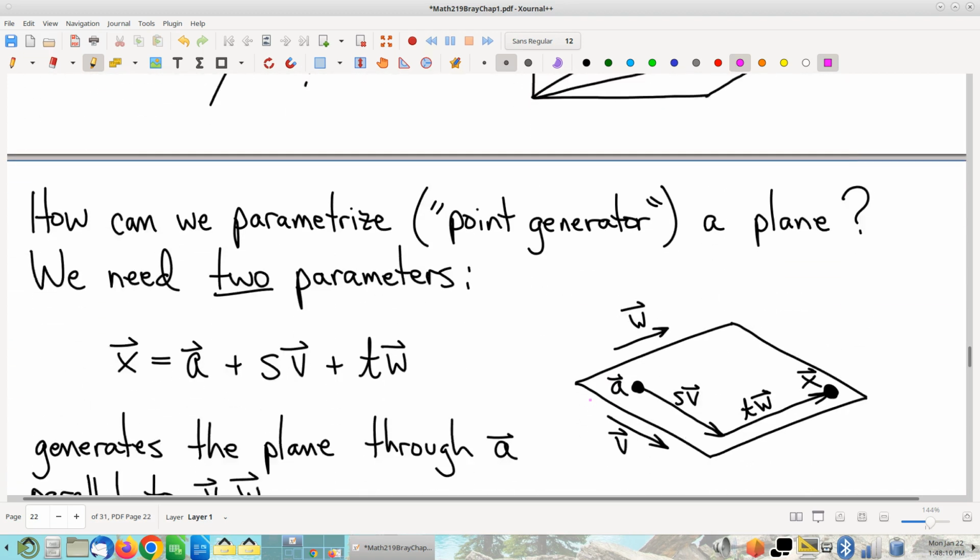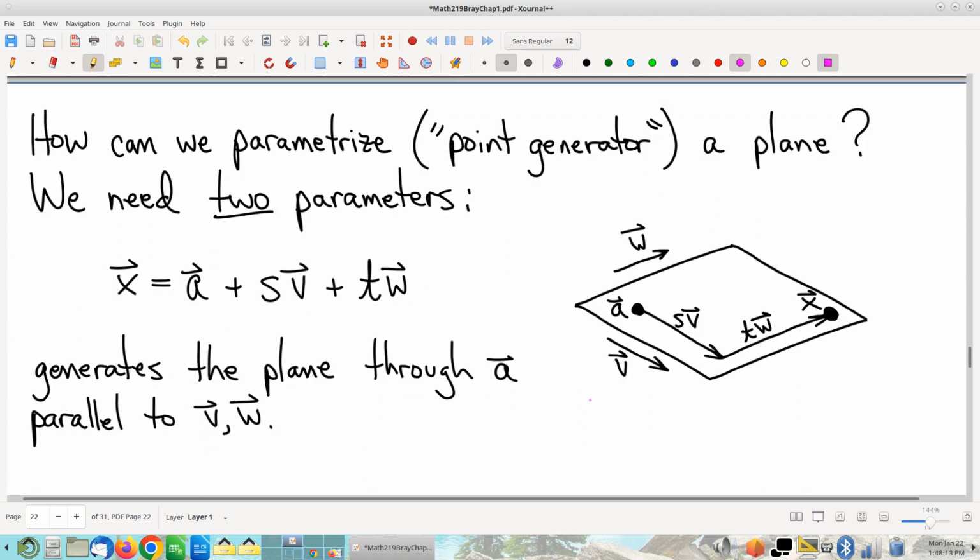Okay, moving along. How do we parameterize a plane? This is a lot like parameterizing a line. The idea is if you have a given point, and if you want to find the plane that goes through that point and is parallel to two given vectors, the big idea is you can start at your given point. You can move by arbitrary amounts in the direction of the v vector just by adding scalar multiples of v. You can move by arbitrary amounts in the w direction by adding scalar multiples of w.